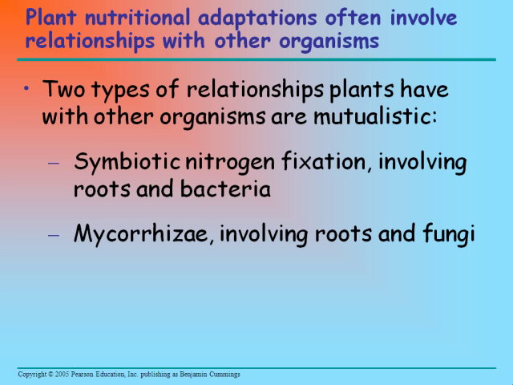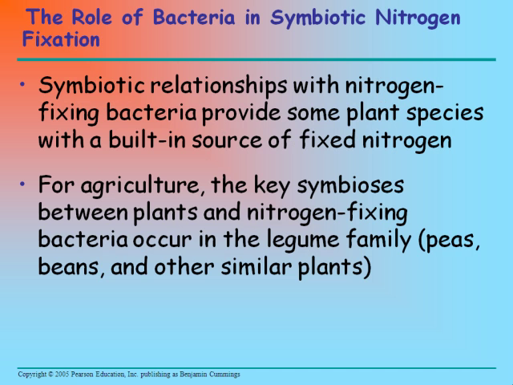There are two relationships plants have with other organisms that are mutualistic, where they benefit each other: symbiotic nitrogen fixation involving roots and bacteria, which we'll go into, and mycorrhizae, which is a type of fungus that also involves the roots, coating the roots for greater surface area. In the symbiotic relationship with nitrogen-fixing bacteria, special bacteria fix nitrogen from the soil, providing some plant species with a built-in source of fixed nitrogen. Plants in the pea family, legumes, do this.